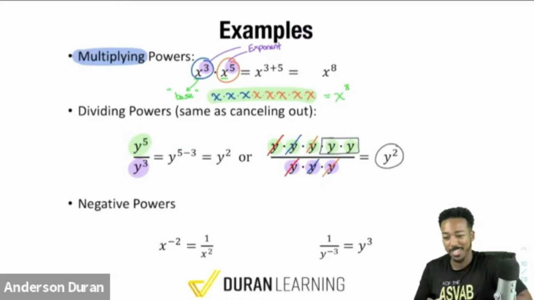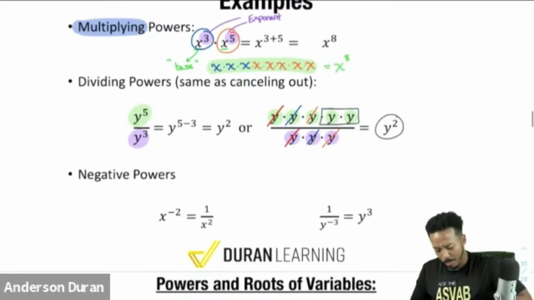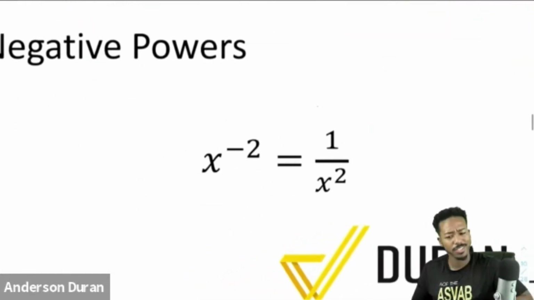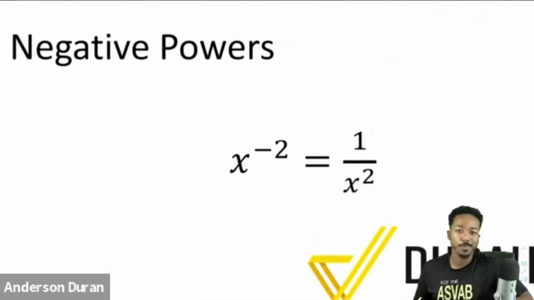I know some people are writing down up top. So again, multiplying powers, add those exponents. Dividing powers, subtract those exponents. But what if we had negative powers? What the heck? Like, what do we do there? Well, look, when we have negative powers, all you have to do is flip it, put it where it's not.